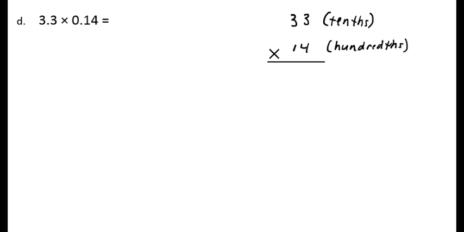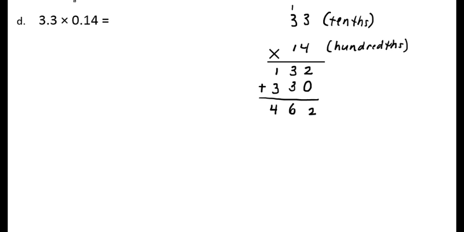I'll do my multiplication as usual. 4 times 3 is 12. 4 times 3 plus 1 is 13. This 1 is actually 10, so I'm going to put down my 0. 1 times 3 is 3. 1 times 3 is 3. I'll add those partial products. I have 2, 6, and 4.